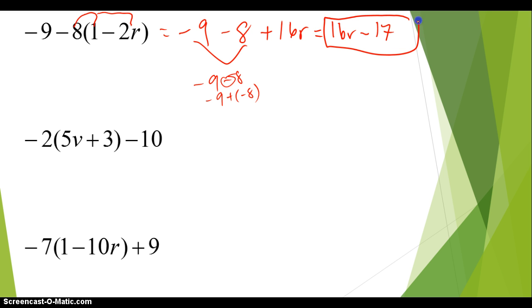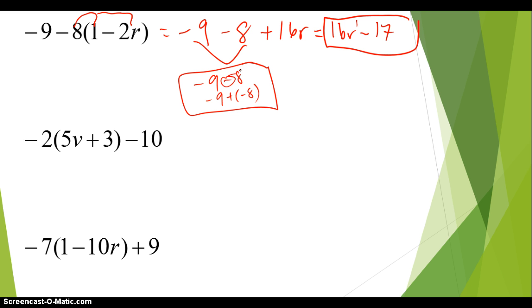This is it. That's my solution. That's as far as you can go, because remember, these are not like terms. -17 is my constant term, and r to the first power is not a constant term because it has a variable with an exponent. Okay, so this is a very important rule.